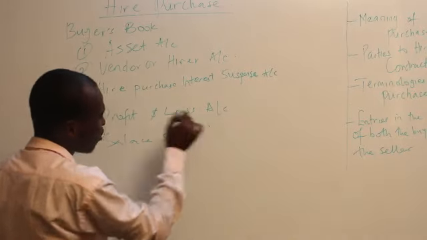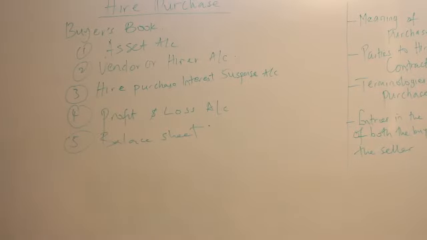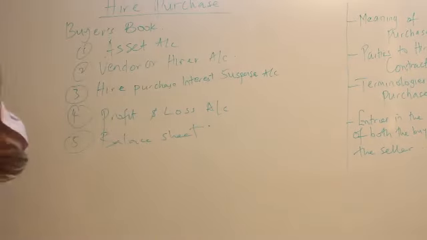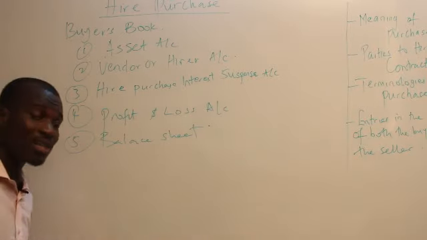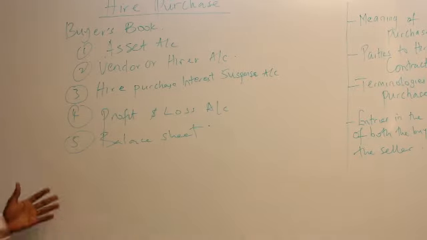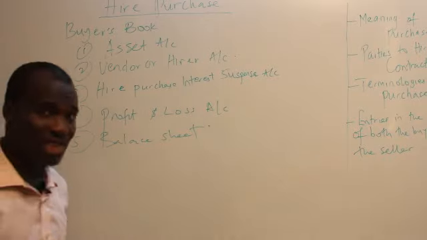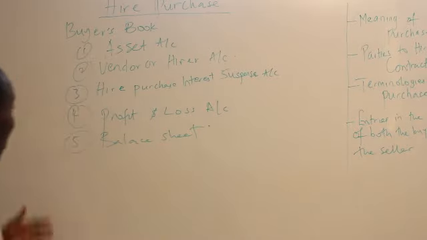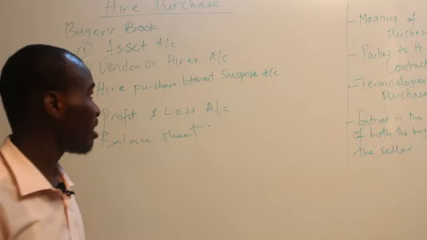Balance sheet, yeah, because assets will be taken to the balance sheet, while also the vendor's account, which also serves as the creditor's account, will be taken to the balance sheet. So, balance sheet extract: how will the hire purchase appear in the balance sheet? We're going to open that in the balance sheet. So we have a main account, and we have 5 accounts in the books of the buyer.